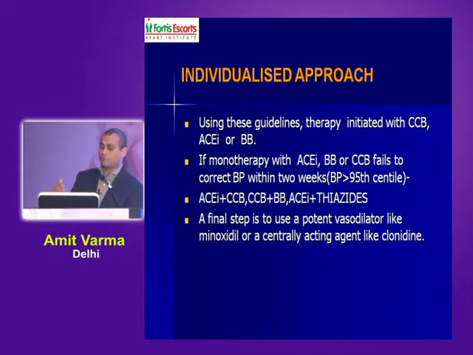Now, using these, if monotherapy is needed, we would usually send the patients home on ACE inhibitors, a beta blocker, or a calcium channel blocker. If within 2 weeks there is no great improvement or the BP is still above the 95th percentile, we would go ahead and add to dual therapy, and the various combinations are suggested as in the slide. And then a final step, if you're still losing ground, is to add a potent vasodilator like minoxidil, which is again out of vogue, but more important, something like a central acting agent like clonidine to the pharmacopoeia.